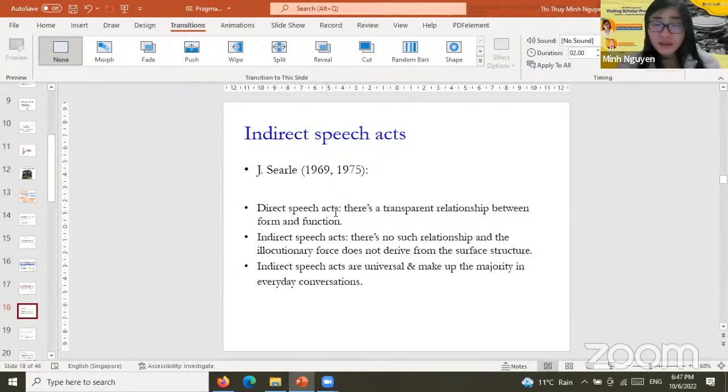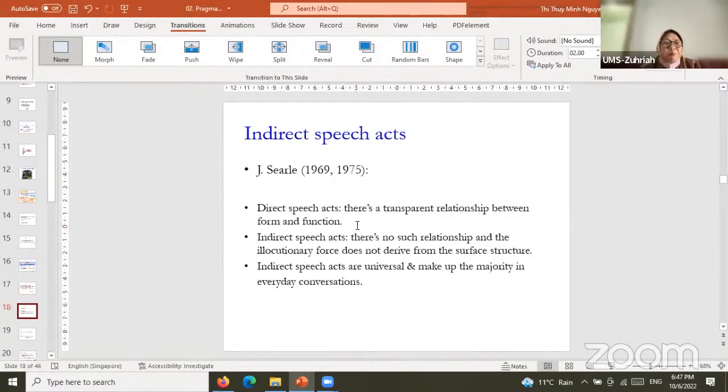What he says is, direct speech acts are the kind of acts where there's a transparent relationship between form and functions. And indirect speech acts are the kind of speech acts where there's no such relationship between the form and the functions. So there's no correspondence between what we say and what we mean. The illocutionary force, meaning the intended meaning, does not derive from the surface structure.